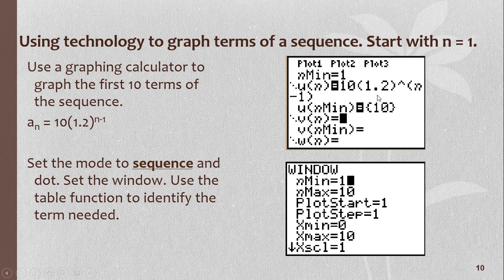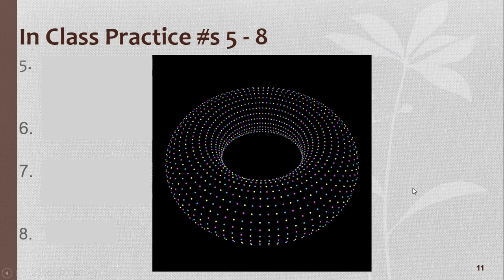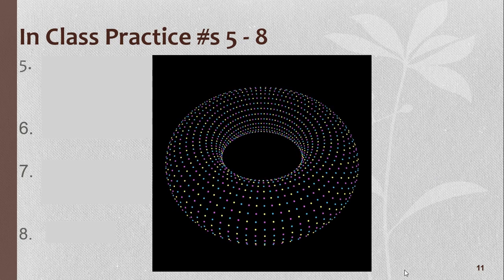But when n is 1, then my 1.2 to the 0 power is just 1, times 10 is 10 here. And then I could set up my window, make sure that I go to mode and set up my sequence as dot. Set my mode to sequence and dot, like we did last time. And then we can use the table function to identify the terms needed. If you want to do all of them, you can graph it, or if you want to just go to table and just ask for one, you can do that as well. So let's take a look at 5 through 8.